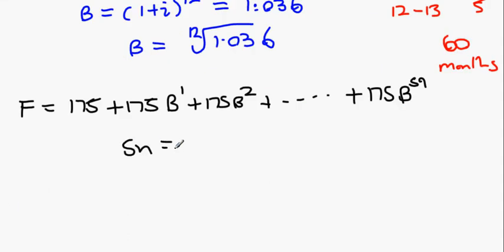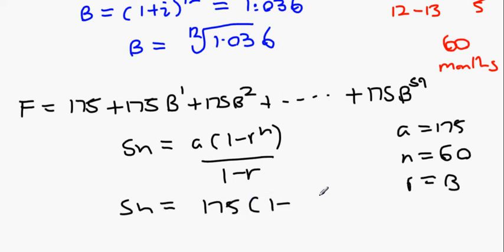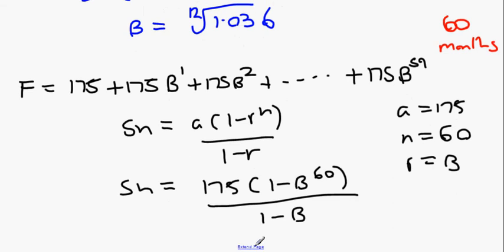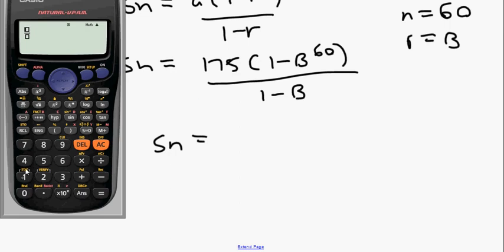Once again, this is a geometric series with Sn equals a into 1 minus r to the n, all over 1 minus r. Our a value is 175, our n value is 60, and our r value equals b. So we're just going to put that into the calculator exactly as it looks now on the board: Sn equals 175 into 1 minus b to the power 60, all divided by 1 minus b.